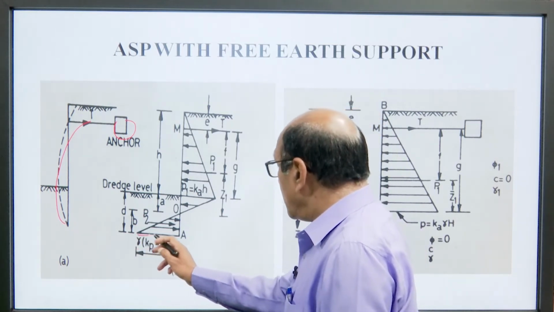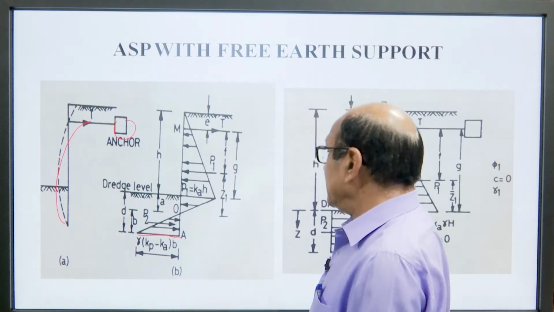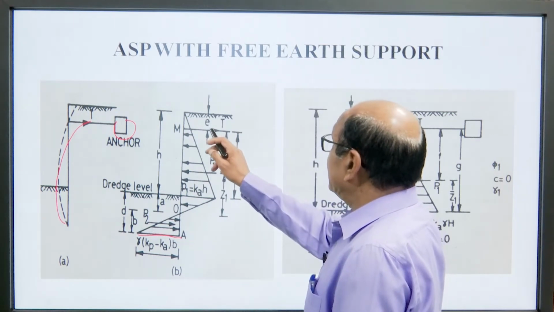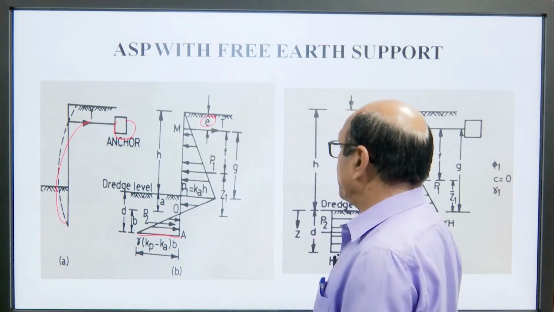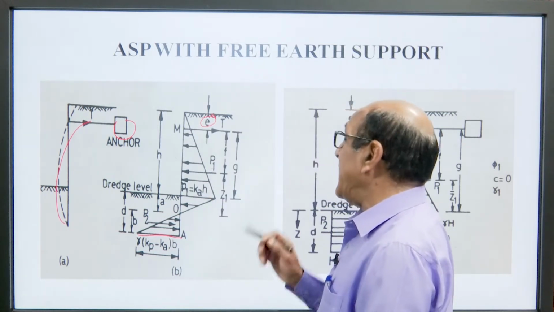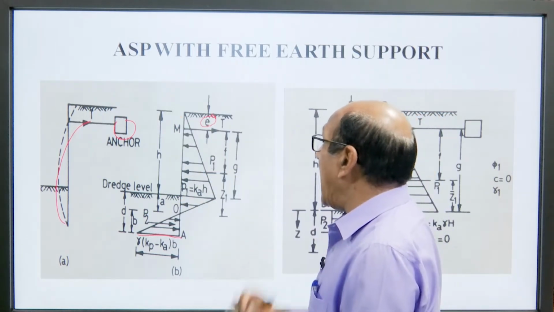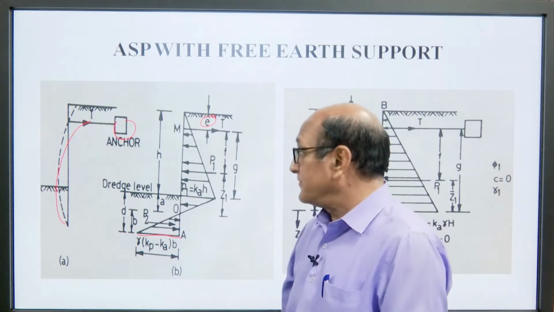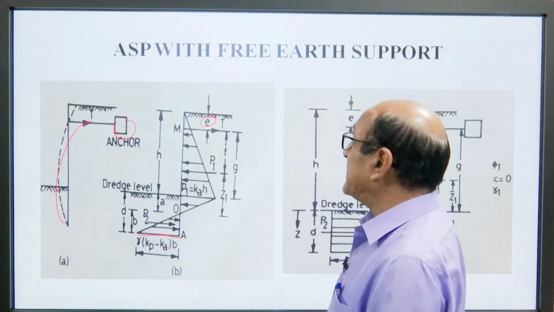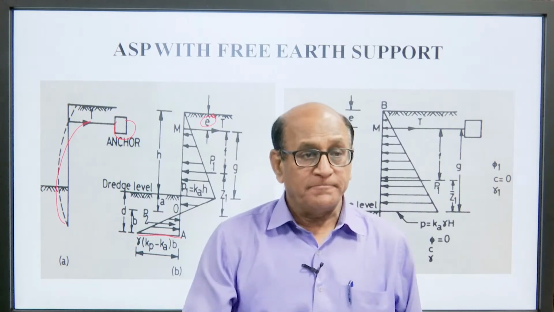This is the bottom pressure at this level. So, we can say here, and this is the eccentricity, E is the eccentricity. Here P1 is equal to Ka, the coefficient of active pressure, into H. H is the height of backfill. So, this is the pressure distribution of an anchored sheet pile with free earth support.